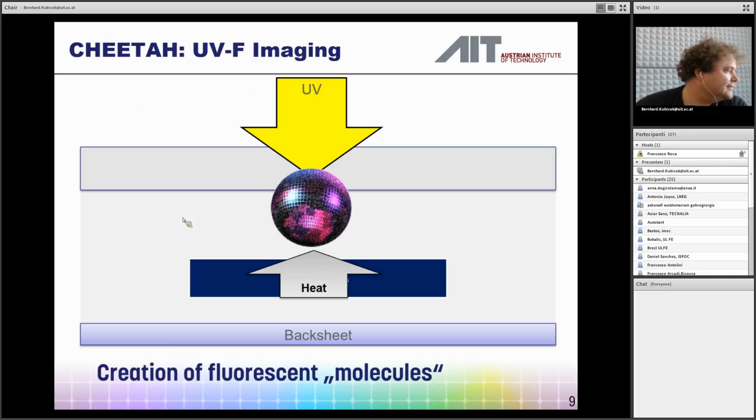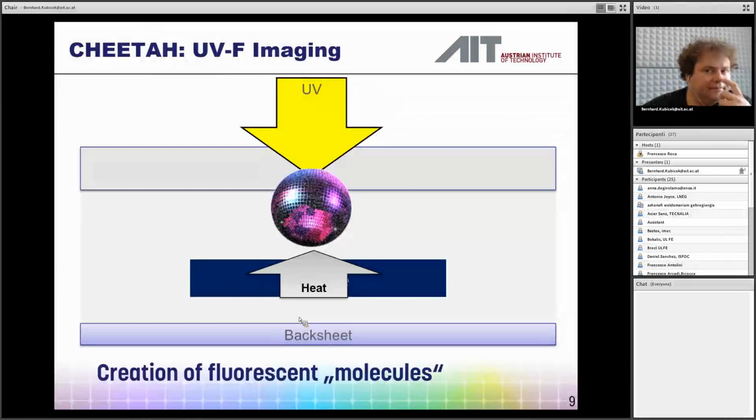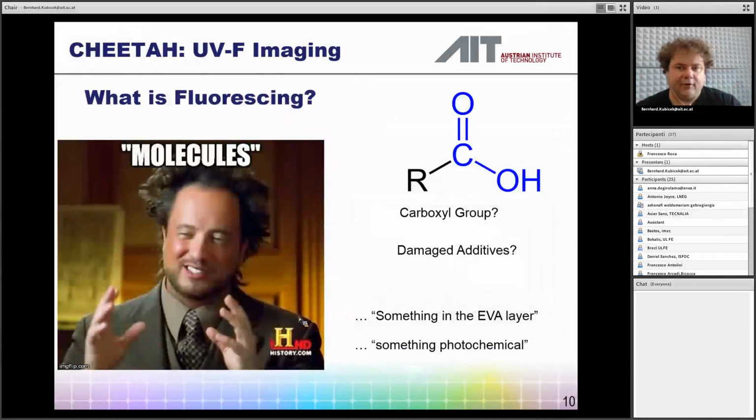Now, the next slide. What happens is that UV light goes partially through the front glass, and heat originating from the cell, because if there is solar radiation, only 20% get used and the other 80% heat. So what you have here in the EVA is heat and UV light, and this creates some molecules that will have fluorescence. I have to be quite vague here because molecules, yeah. What is currently the basic estimation what could be fluorescing is not completely clear to me.